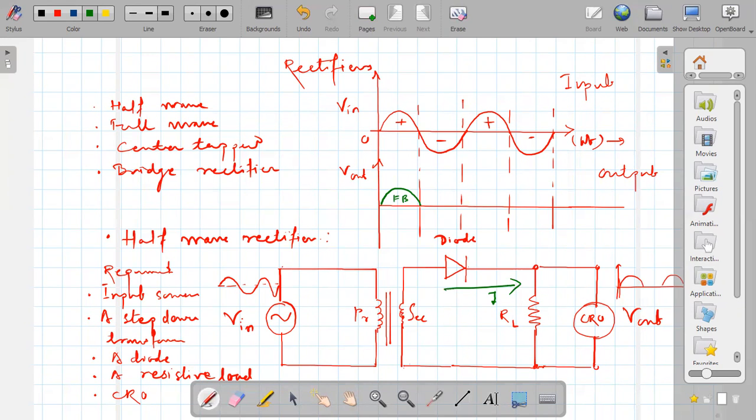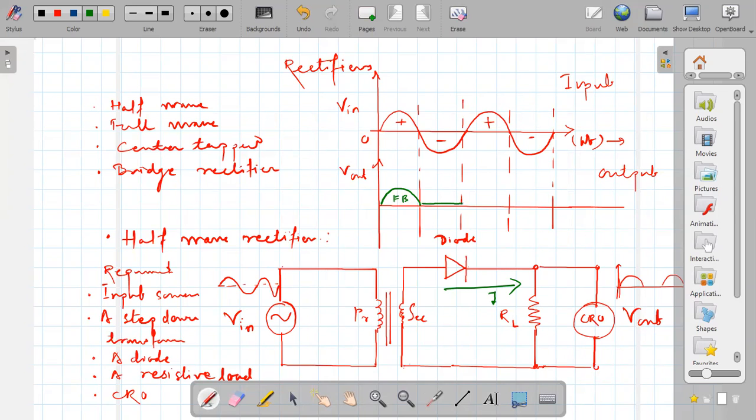But during the negative cycle, dear student, during the negative cycle means what? This cycle. During this negative cycle, when negative is connected to the anode, this diode will be reverse biased. Understood? And therefore there will be no current flow due to this negative half cycle. Again, when the negative half cycle is at the anode of this diode, the diode will be in reverse bias. Which bias? Reverse bias, and therefore there will be no flow of current.